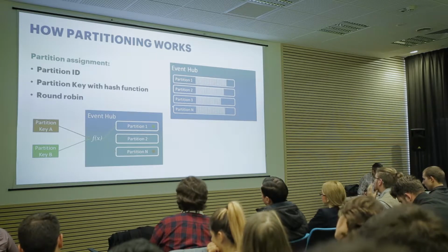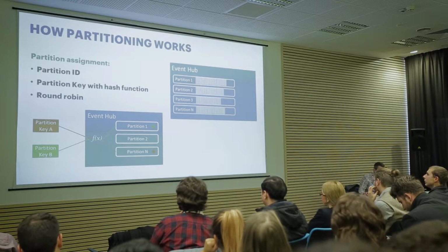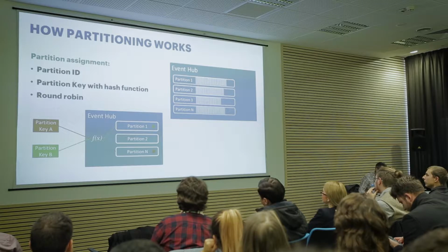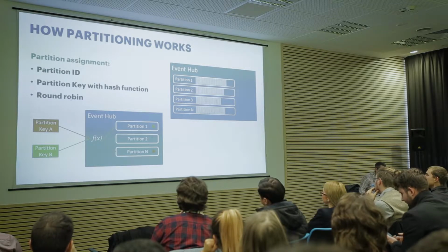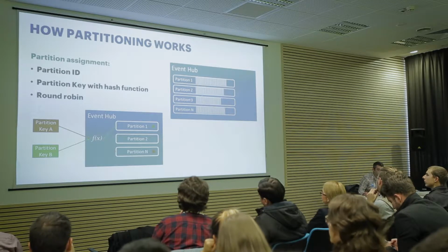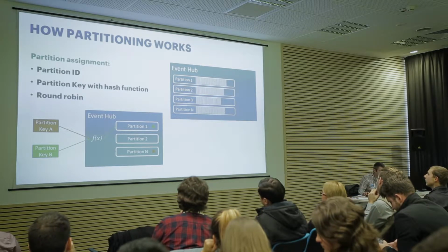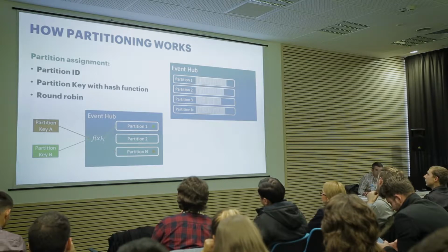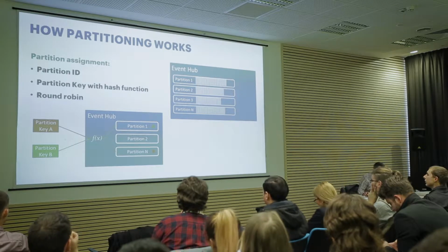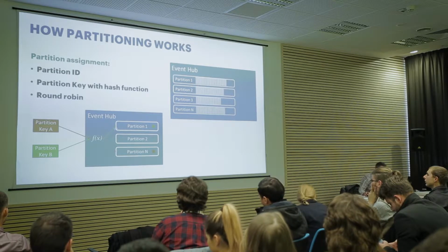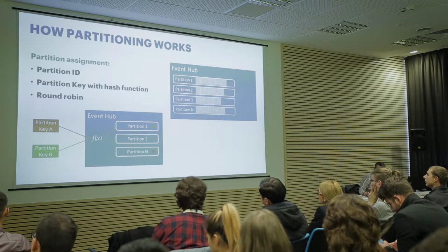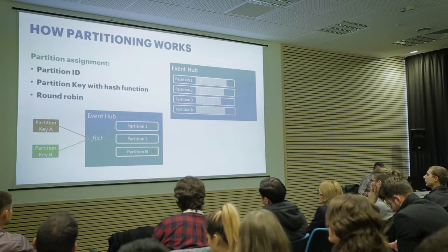Okay, how partitioning works, I already explained. So you can send it with a partition ID, with a key, or round robin automatically assigns you to a partition to even them. With a key, there is a hash function that will assign you to a partition. So if you send it with the same key, it will go to the same partition. The hash function is just get hash code or whatever. It's always going to be.